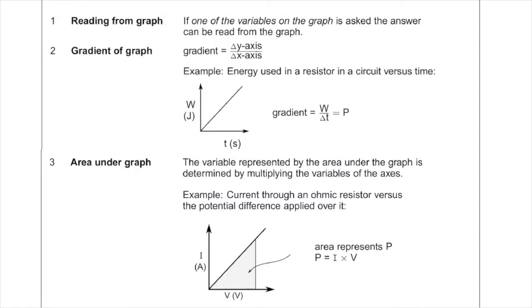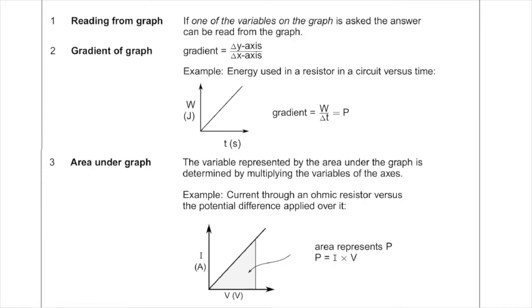In this video, we look at the different techniques that you can use to get information from a graph. There's three techniques that we can use. The first one is just reading from the graph. The second one is using the gradient of that graph. And the third one is using the area underneath the graph.